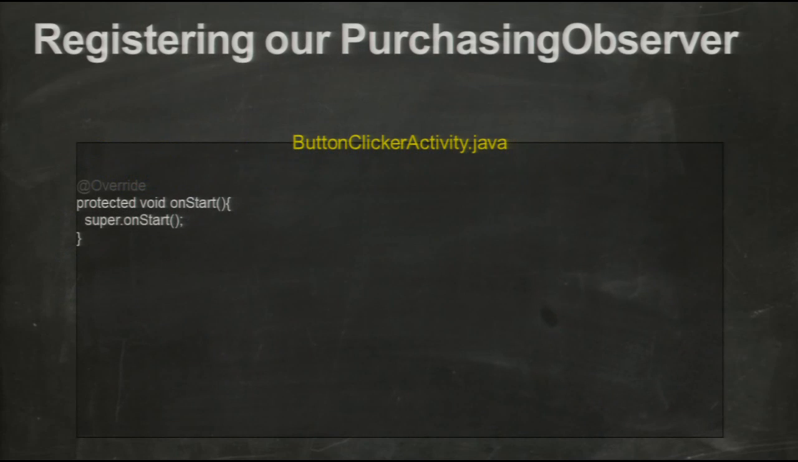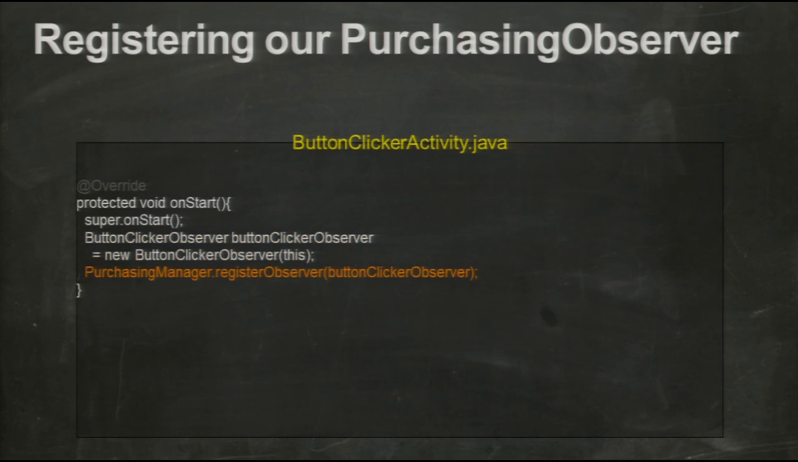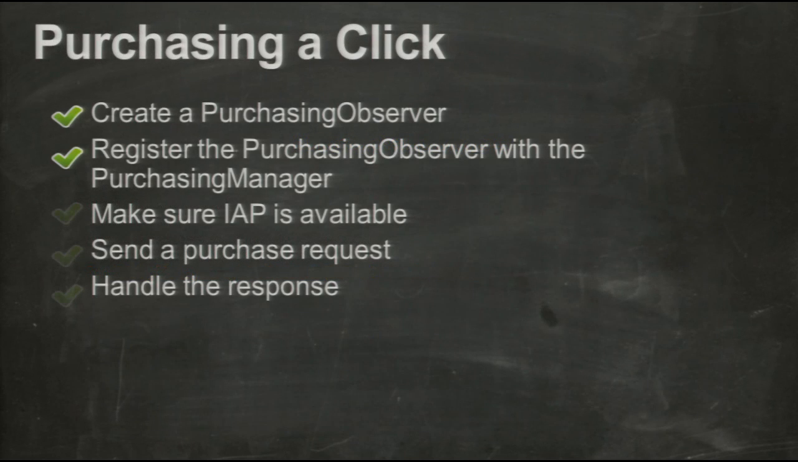This thing likes to skip a little fast. So we'll take a look in our activity, button clicker activity. For those of you that are familiar with Android development, you'll be familiar with creating an activity. There's a lifecycle method on start that will get called whenever your activity is started, right? Button clicker observer equals new button clicker observer. We're just making a new button clicker observer. Purchasing manager dot register observer button clicker observer. That's it. That's how you connect those two pieces. So for those of us keeping count, I think we're probably at about 24 lines of code or something around there.